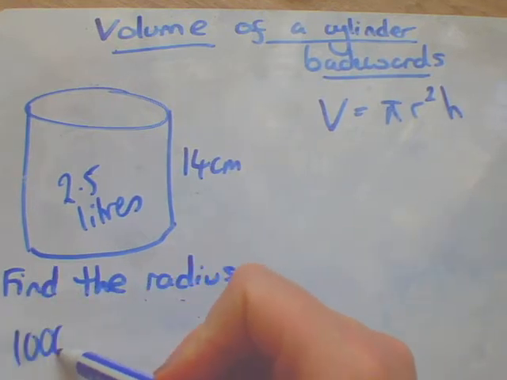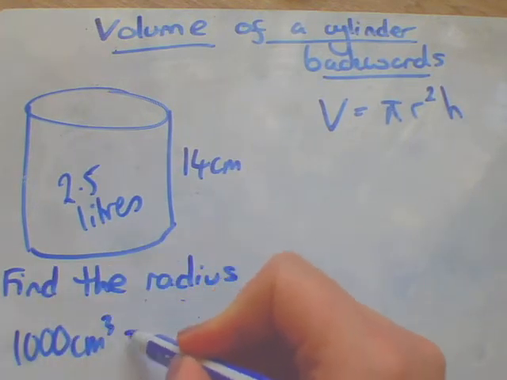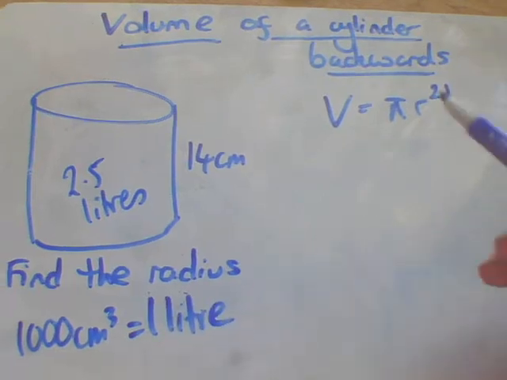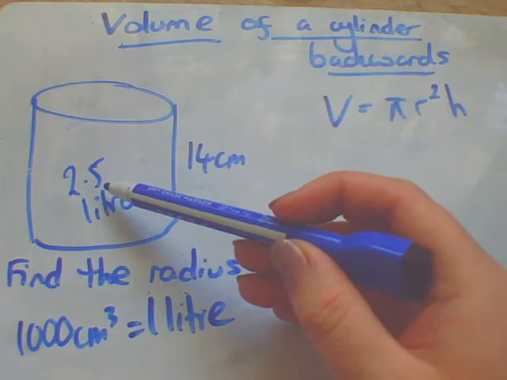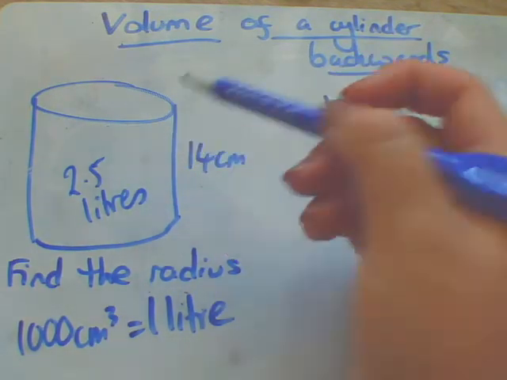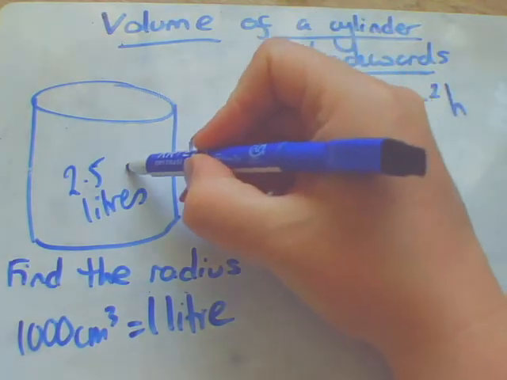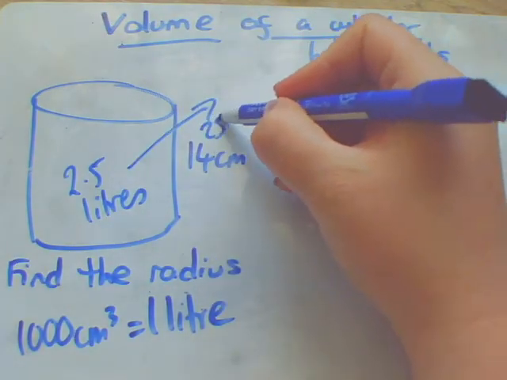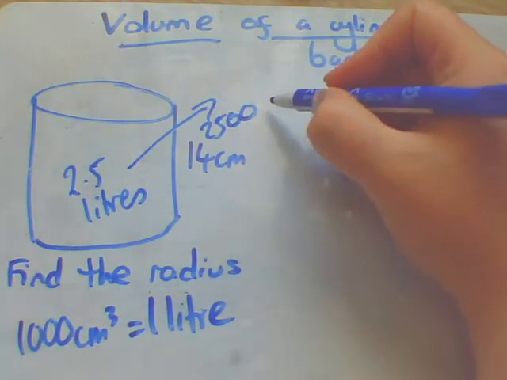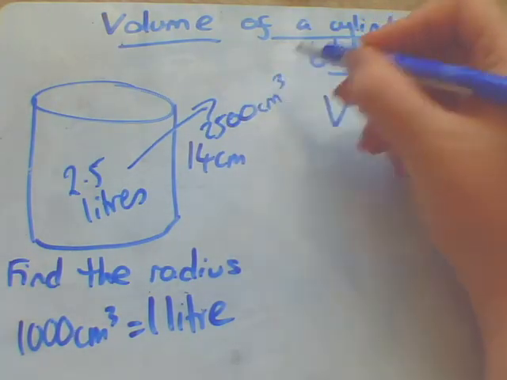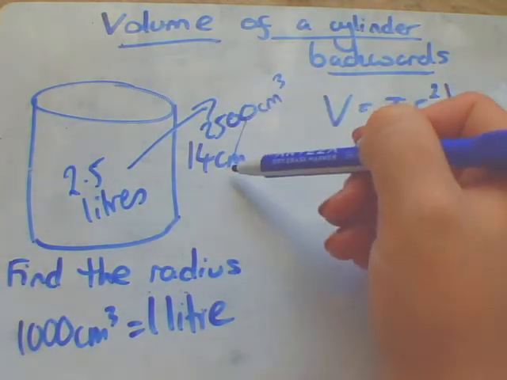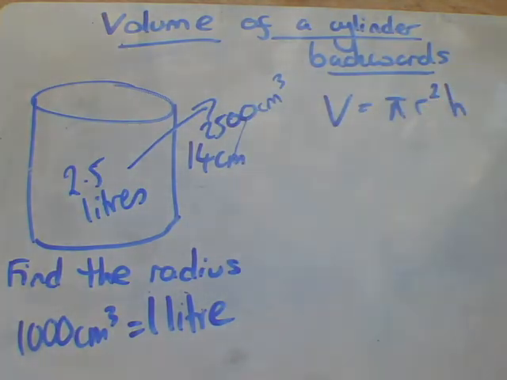So 1,000 centimetres cubed is equal to 1 litre. Okay. So what that means is I'm going to times this by 1,000 to get into centimetres cubed. So 2.5 litres is actually 2,500 centimetres cubed. Okay, so I'm now going to use these two values here to do the calculation.